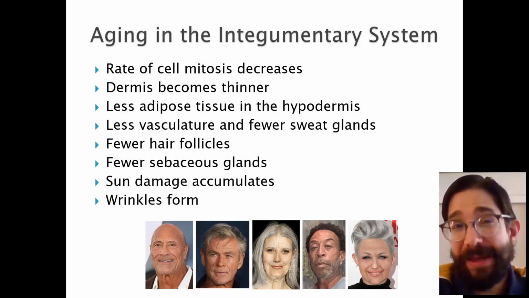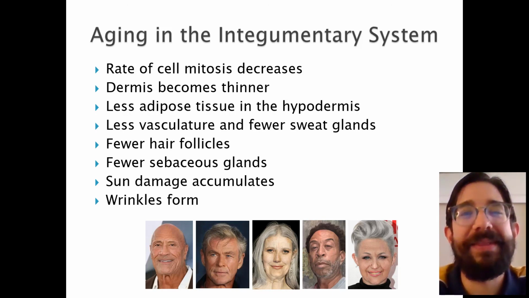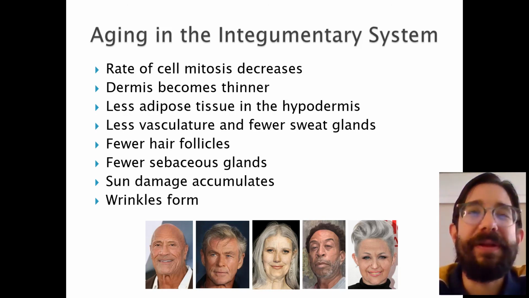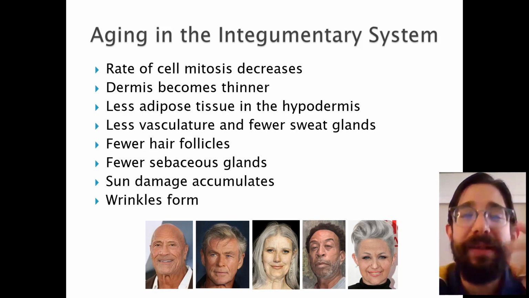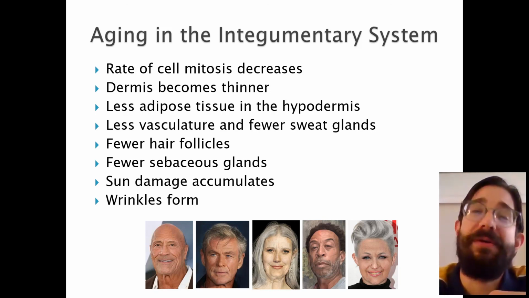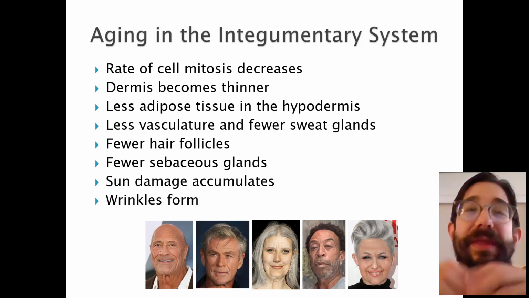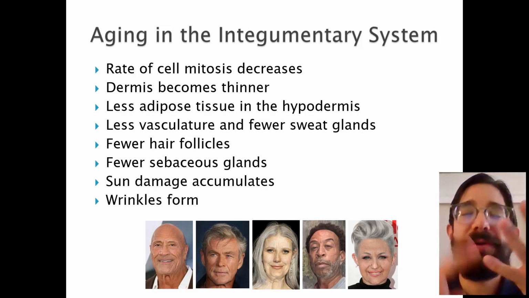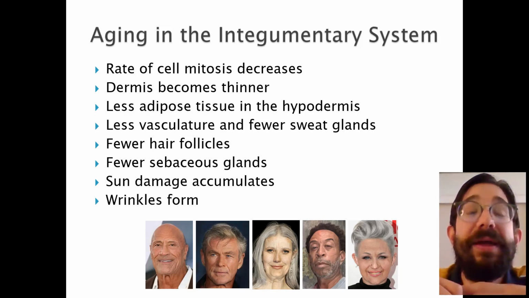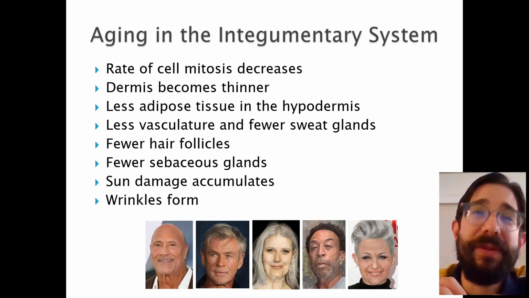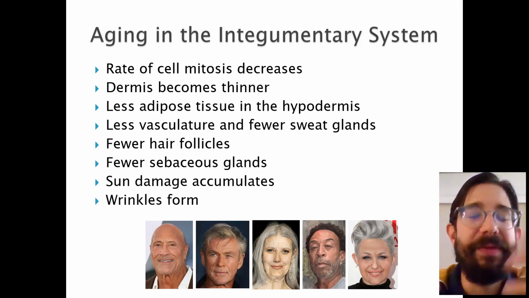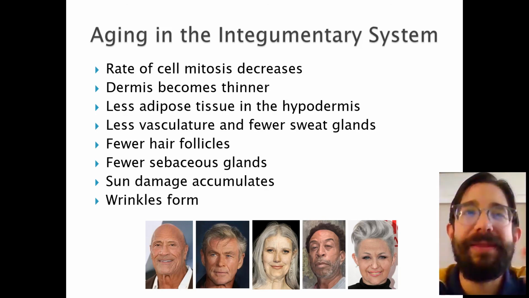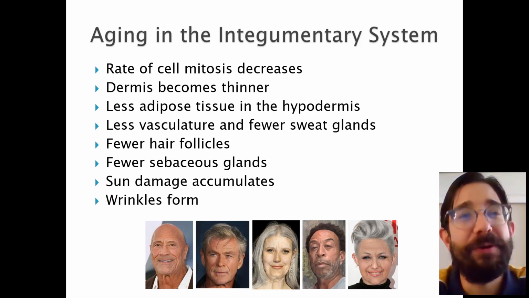So just as an example, looking at the skin of these celebs and how it's changed, you can see, for example, that mitosis, the way that cells are replaced, that's slowed down as these celebs age. The dermis becomes thinner. You have less fat in the hypodermis, so less cushioning, less insulation. Less vasculature, so you have fewer blood vessels and fewer sweat glands. Blood and sweat are both part of keeping skin healthy and moist. Fewer hair follicles, of course. The Rock knows what I'm talking about. You know what I mean?